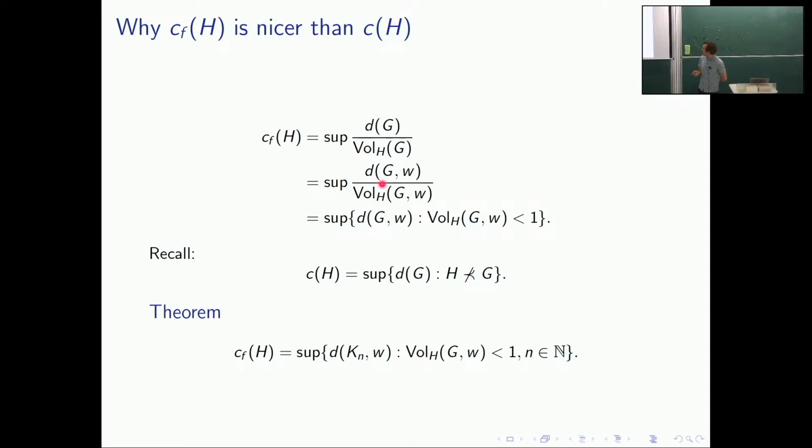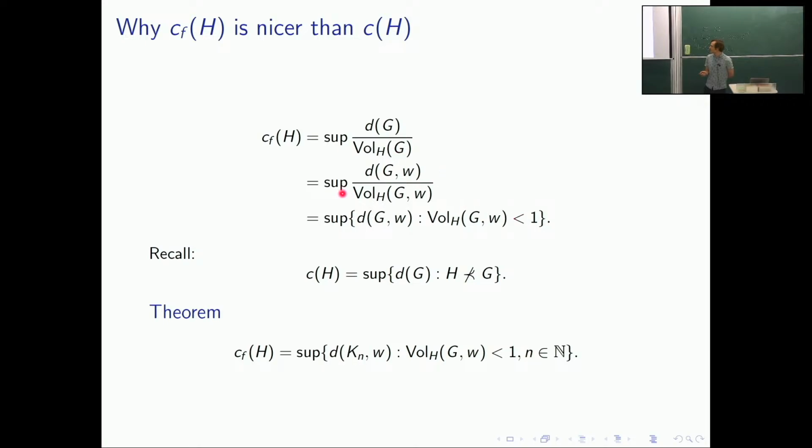What we find is that the fractional extremal function is the supremum of the density of a weighted graph divided by the H volume of a weighted graph. But now we can rewrite this as the supremum of the density of a weighted graph under the condition that the H volume of the weighted graph is strictly less than 1. So these end up being equivalent here.